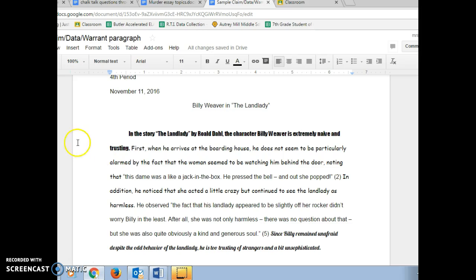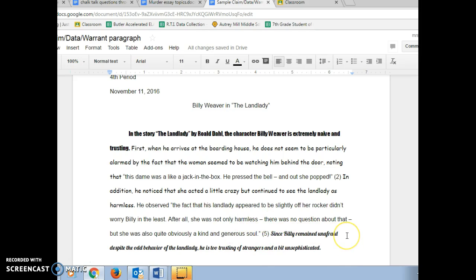Then I go on to my second piece of data, and I need to introduce it first. So I go to a second quote, and before that I would say, in addition, he noticed that she acted a little crazy, but continued to see the landlady as harmless. Again, I've given it a little context. Notice that she thought he was kind of crazy, but he didn't seem to care about it. So, he observed the fact that his landlady appeared to be slightly off her rocker didn't worry Billy in the least. After all, she was not only harmless, there was no question about that, but she was also quite obviously a kind and generous soul. Of course, we know that she was not, so the fact that he thought that shows that he is naive. Notice I've put the page number.